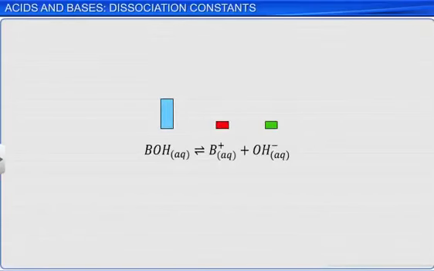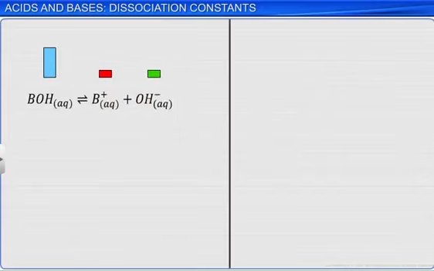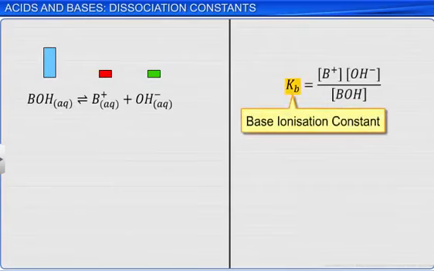The ionization constant of weak bases can also be expressed in a manner similar to that for weak acids. Consider the ionization of a weak base, BOH, in water. The equilibrium for this dissociation can be expressed as BOH aqueous in equilibrium with B plus aqueous and OH minus aqueous. The equilibrium constant for the ionization of a base is called the base ionization constant and is represented by Kb.